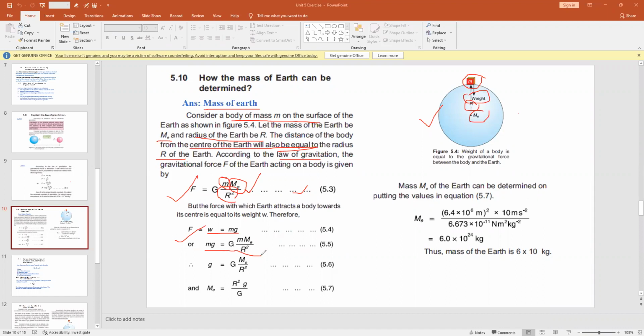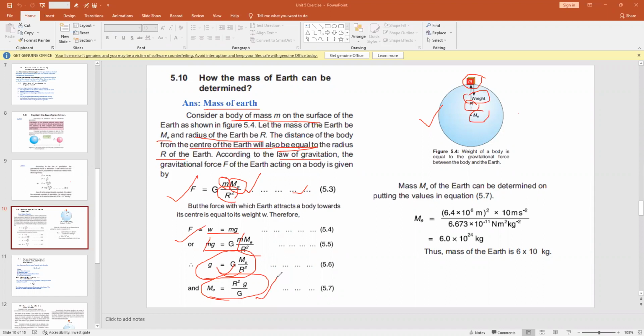If you see equation 5.5, you can see that the m is cancelled out with this m, right? The equation left behind is g equals capital G Me by R square. As we have to find the relation for mass of Earth, we have to separate this Me. For that we take all these quantities to the other side. So Me equals R square g divided by capital G. So this is the relation that is derived for mass of Earth.